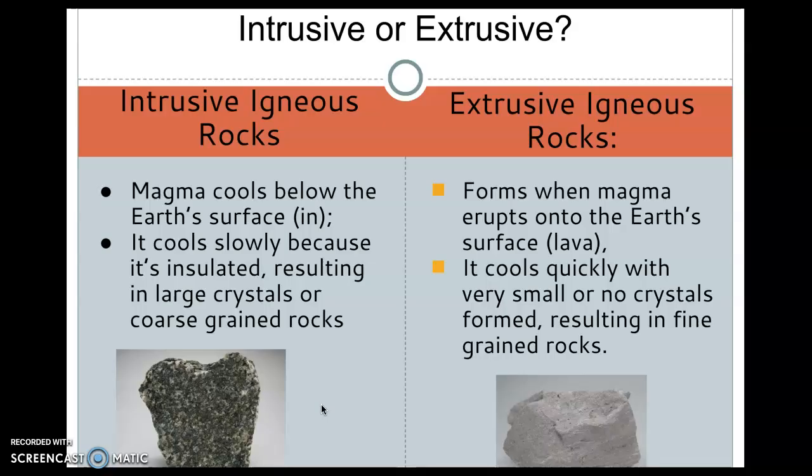And extrusive igneous rocks form after the magma has exited, so maybe it came out of a volcano or squeezed up through an intrusion. But what it does then is it erupts onto Earth's surface and cools, and it usually cools pretty quickly, and so there's not time for any crystals to form. So we get small crystals or no crystals. So this results in fine-grained rocks.